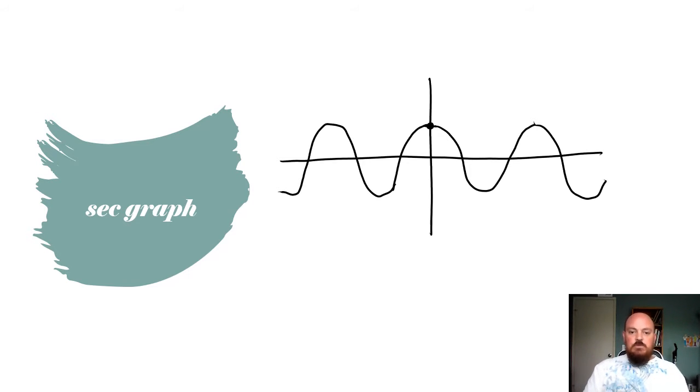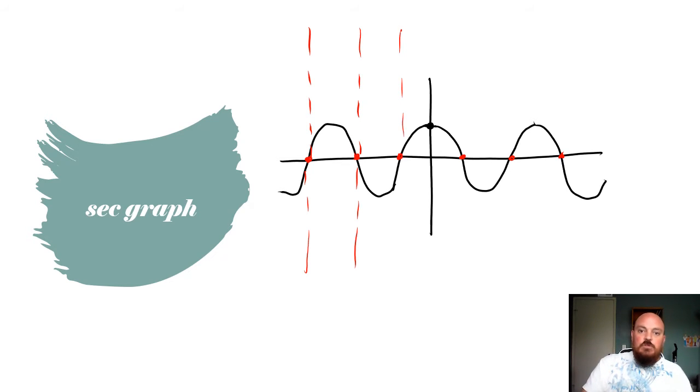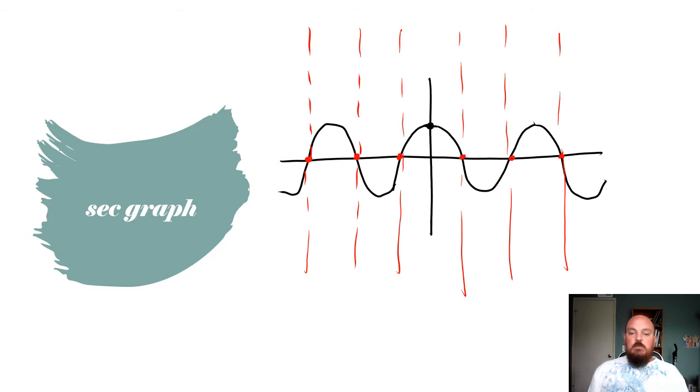Then repeat the same steps you just did. Each place that cosine equals 0, each x-intercept here, is going to be a vertical asymptote for secant, because 0 and undefined are reciprocals. So let me draw in these vertical asymptotes here.